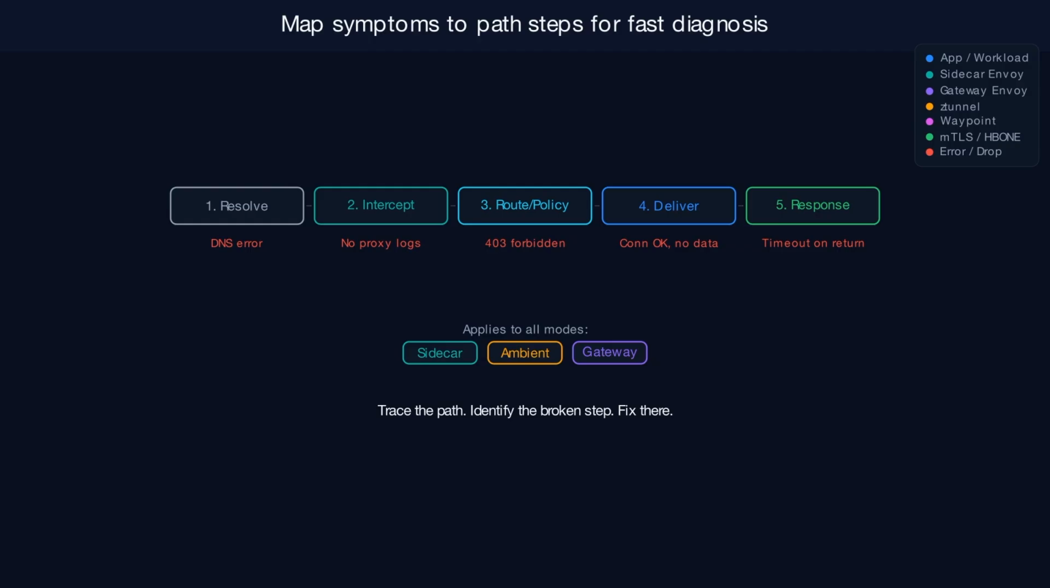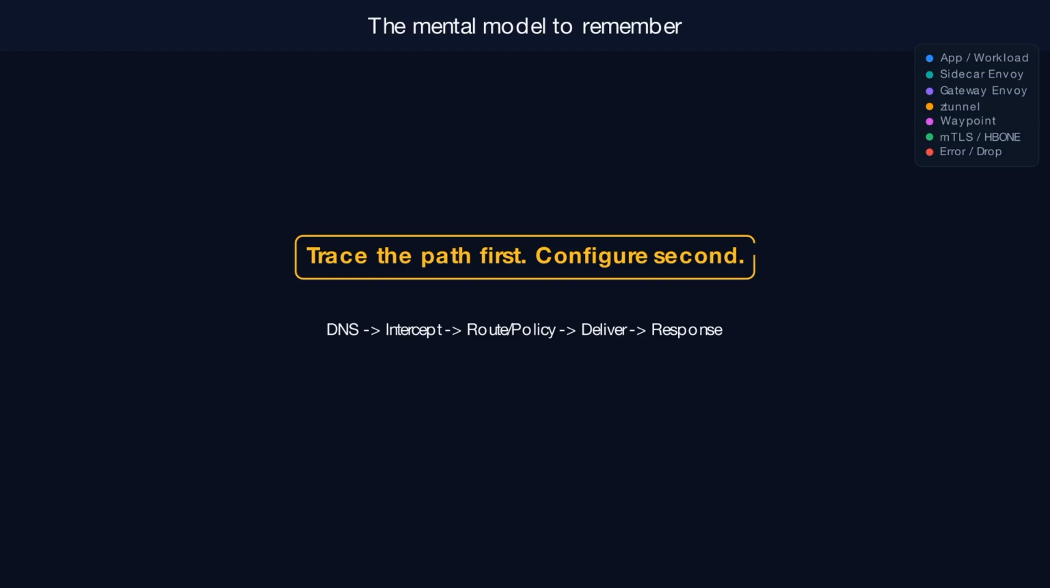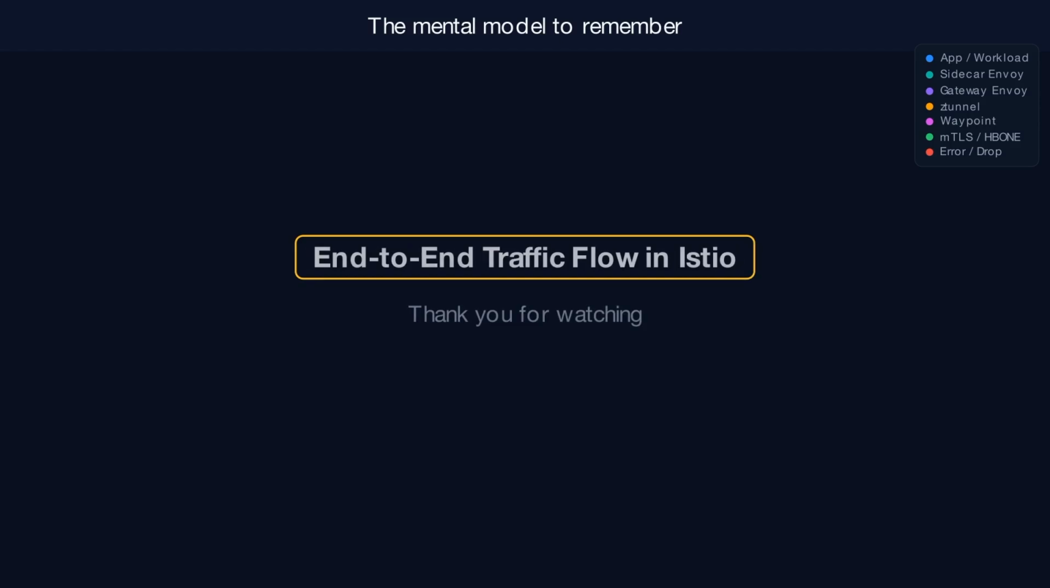Map common symptoms to the model. DNS errors point to step 1. Connection resets without proxy logs suggest an interception issue at step 2. 403 forbidden usually means policy denial at step 3. Connection success but empty response may indicate a delivery problem at step 4. This step-by-step path mapping is the difference between random YAML changes and fast, targeted diagnosis.